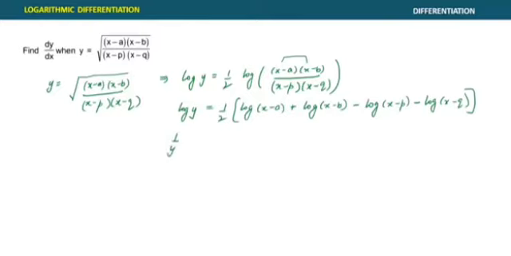So this will be 1 by y dy by dx is equal to 1 by 2, and this will reduce to 1 by (x minus a) plus 1 by (x minus b) minus 1 by (x minus p) minus 1 by (x minus q). And then quickly send y across over here. This is how you solve this particular problem. I hope this is clear. Nothing more is left in this.